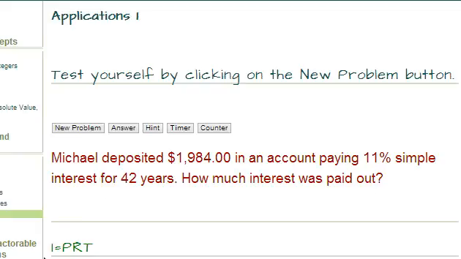So in this particular problem, as you can see, I went up here and hit the hint. It says I is equal to PRT. So you're going to need to know what P is, what R is, and what T is in order to find out what I is going to end up being. So let's try to remember some of these numbers: 1,984, 11% for 42 years.